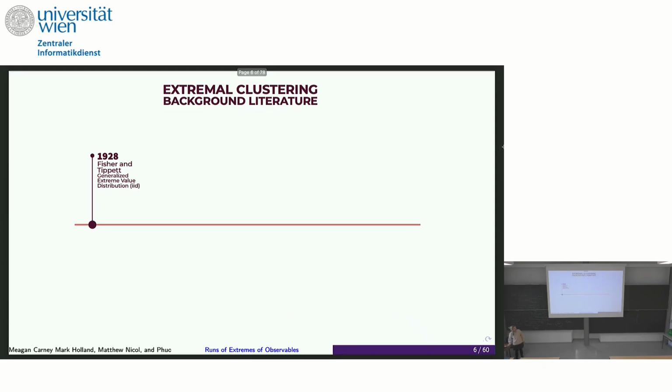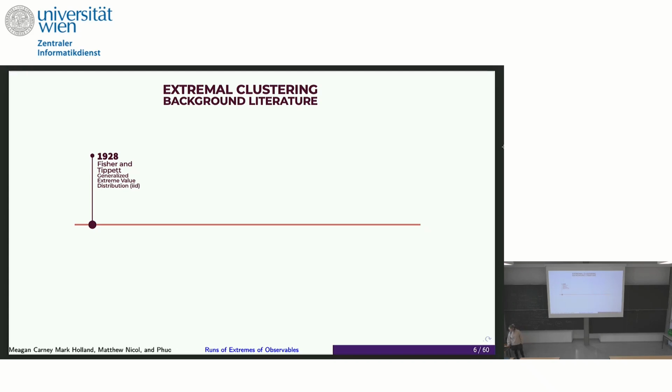So hopefully I've motivated a bit about why we really want to consider clustering and extremes. But before I go into our results, I'd like to just do a dive of extremal clustering and background literature from my perspective.